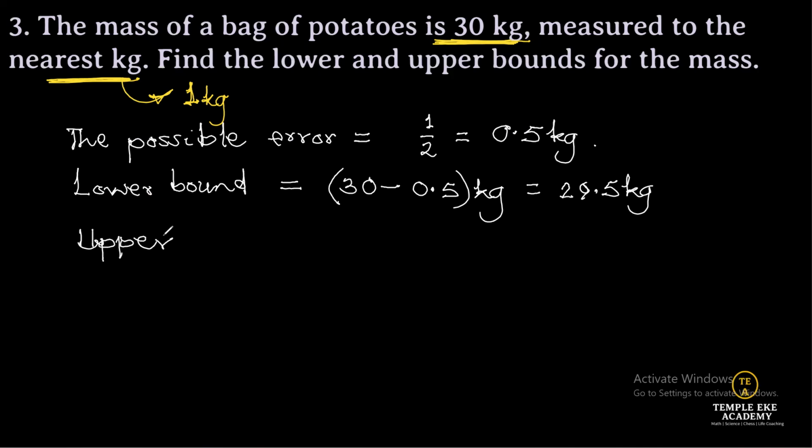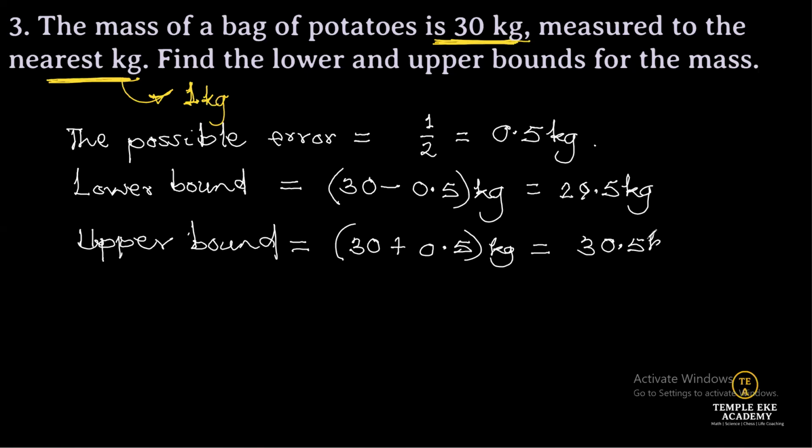The upper bound is given by the addition this time around. We have the rounded value or estimated value, 30, added to the possible error, which is 0.5 kilograms. And this gives us 30.5 kilograms. Very simple. So we have the upper bound and the lower bound. Once again, we can find the error interval here.